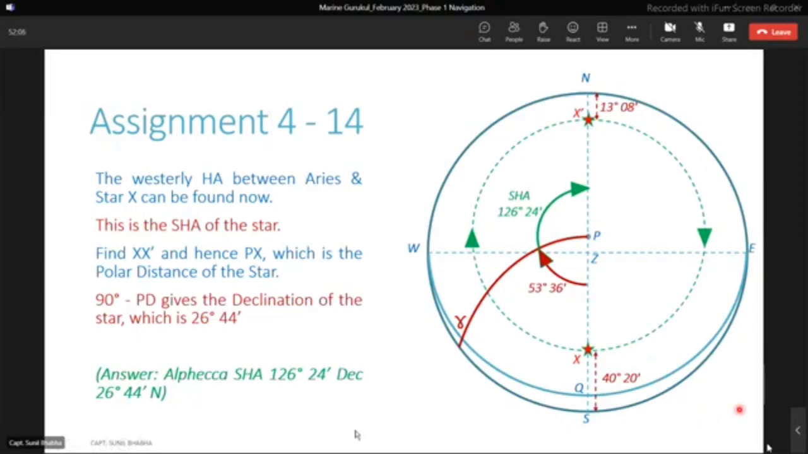Sir, declination, can we possibly work out this XX dash, because I'm getting some different answer. Sure, XX dash. We can just punch in the numbers in your calculators. 180 minus 13 08 minus 40 20. What are you getting? Correct, sir. 126 degrees 32 minutes. Yeah, sir.